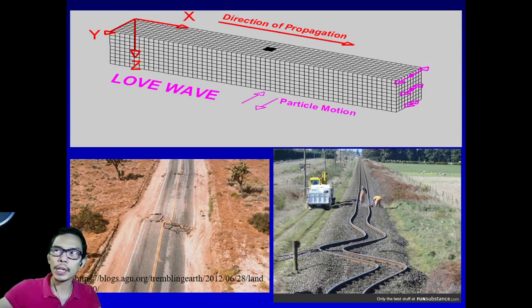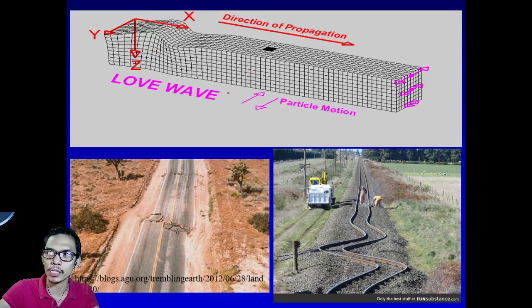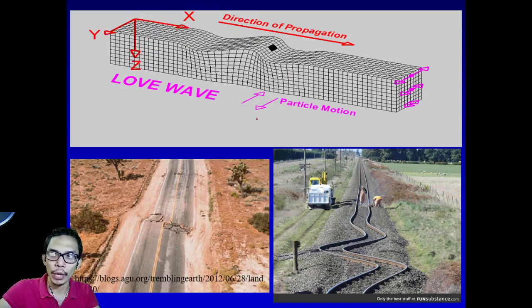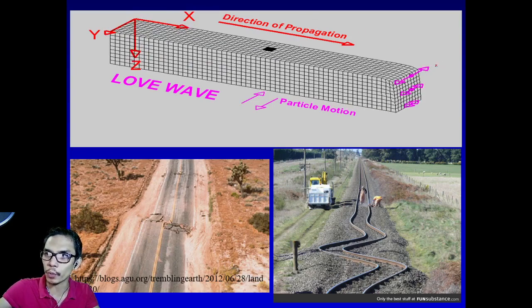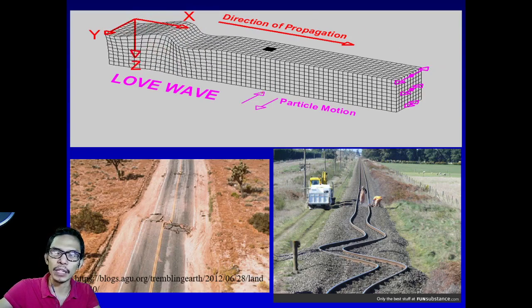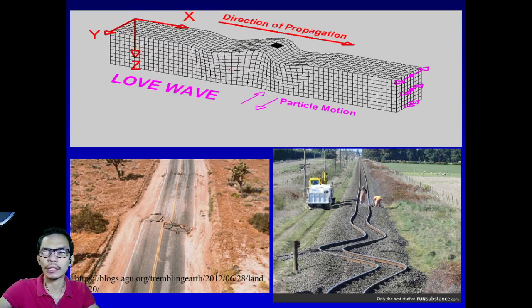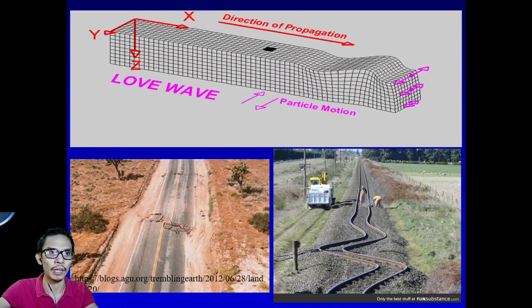As you can see here, the motion of the particle is horizontally sideways, going this way, going that way. So it is perpendicular to the direction of propagation of the wave.